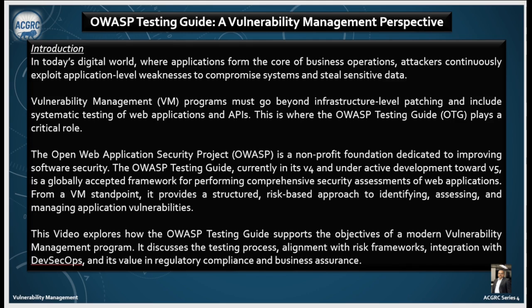From a vulnerability management perspective, the OWASP Testing Guide is more than just a testing manual. It serves as a technical lens into discovering application level vulnerabilities like broken authentication, misconfigured security settings, or insecure APIs that traditional infrastructure testing may miss. This guide helps developers write more secure code.